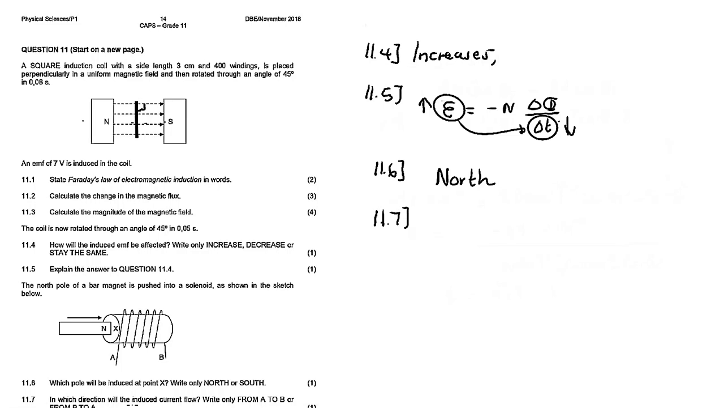But in which direction will the induced current flow, from A to B or from B to A? It's actually from A to B. Your thumb should point in the direction of the north pole of the induced magnetic field, and then your other fingers will give you the direction of the current. So if the thumb points in this direction, the other fingers also point in that direction. So it's from A to B.